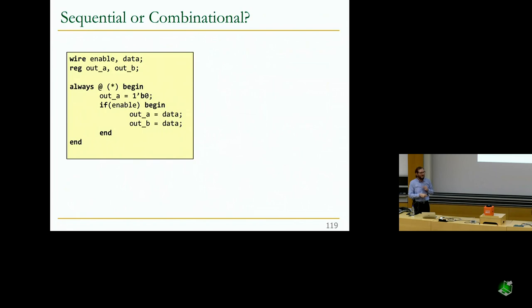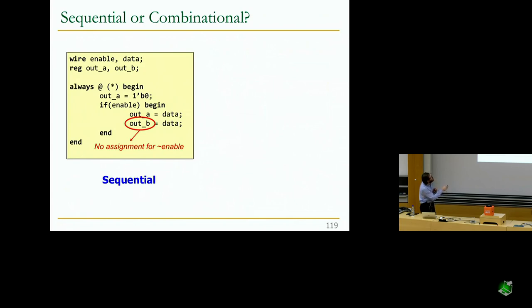Maybe you haven't programmed enough in Verilog yet. Yes? Out B is not always set. Exactly. Yeah, so you got it right, basically. Okay, but out B, that's right. Out B is not always set, essentially, when not enabled. Essentially, you get a sequential logic.